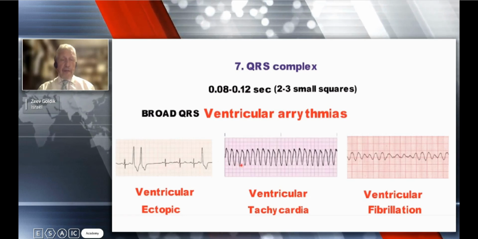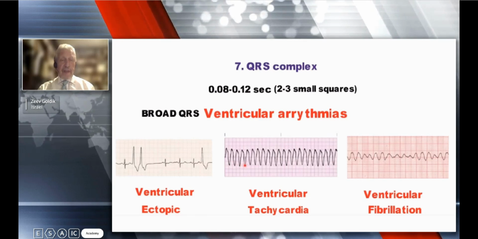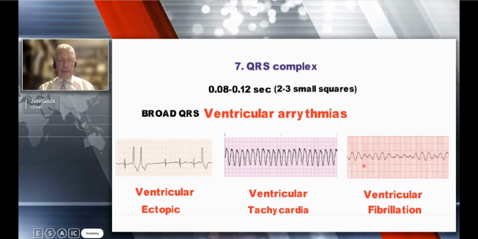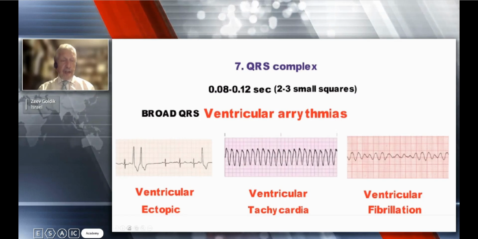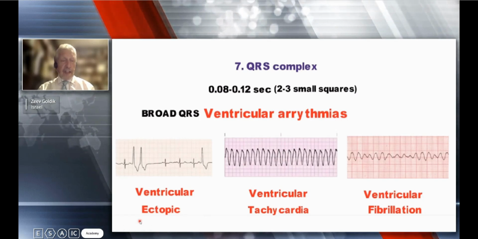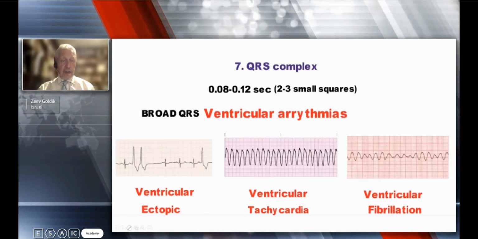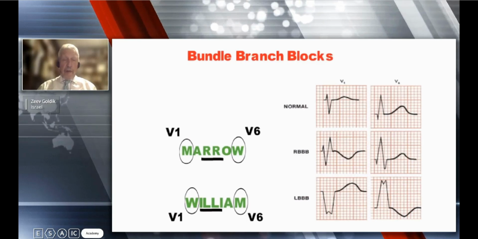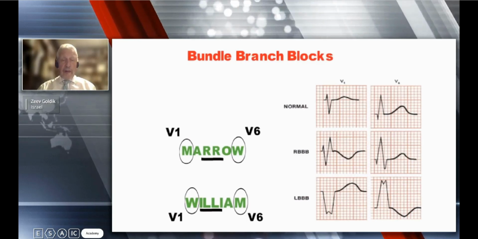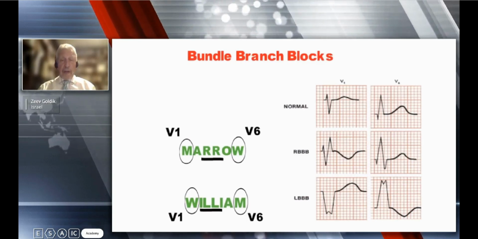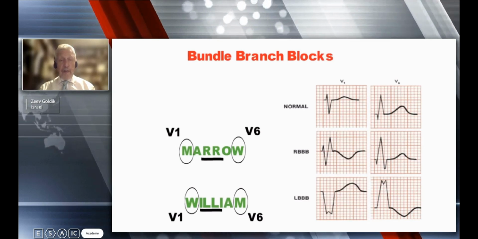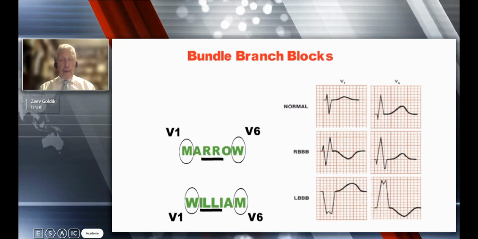Other examples of broad QRSs are the ventricular tachycardia, as you can see here, or the ventricular fibrillation, which is a very frightening situation. Other examples of abnormal QRSs is the bundle branch block. For this, I have also a mnemonic rule.